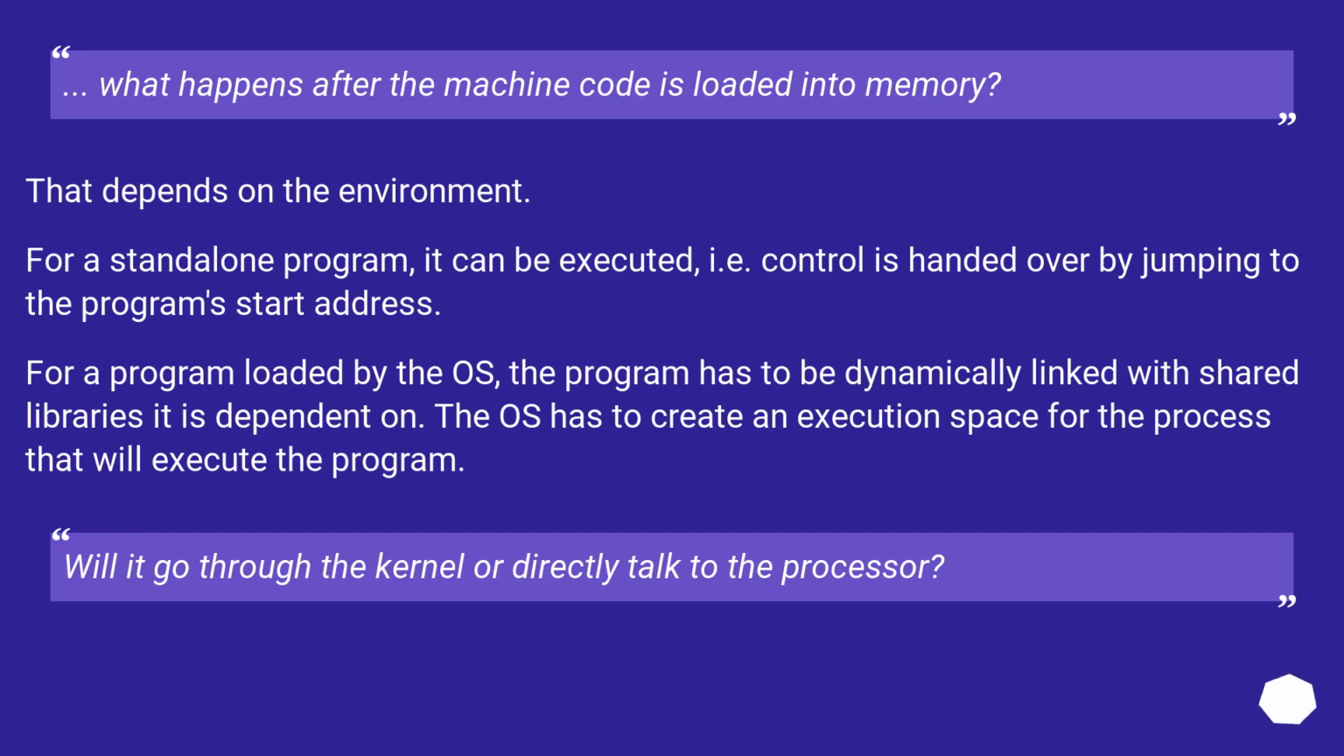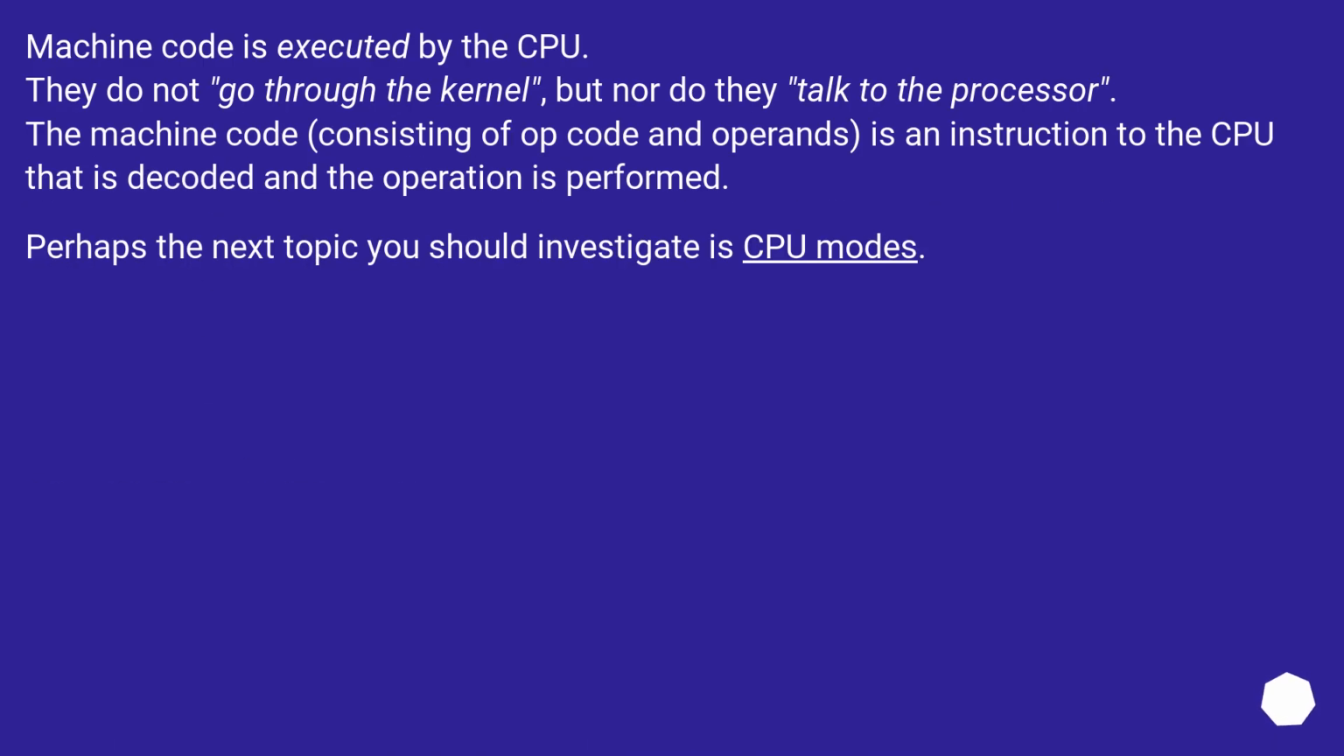Will it go through the kernel or directly talk to the processor? Machine code is executed by the CPU. They do not go through the kernel, but nor do they talk to the processor. The machine code, consisting of opcode and operands, is an instruction to the CPU that is decoded and the operation is performed. Perhaps the next topic you should investigate is CPU modes.